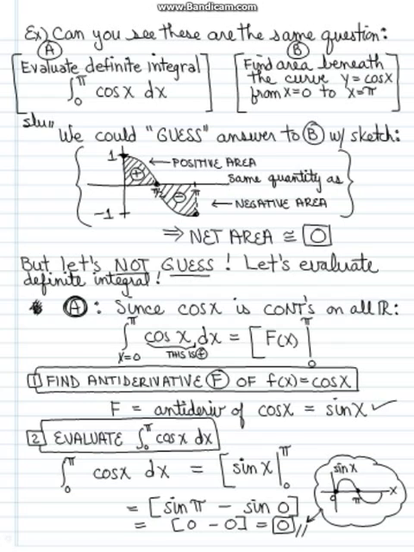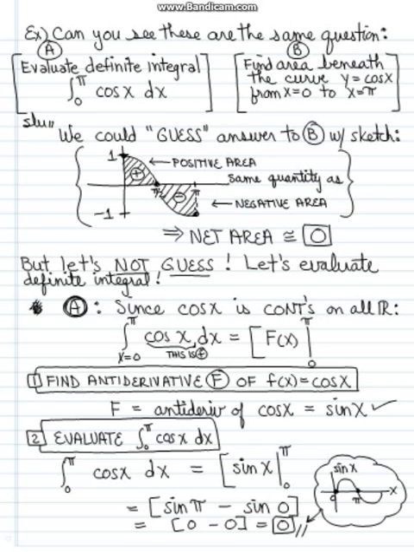We guessed on part B, because of the geometry, that the net area would be 0. And that's the same as evaluating the definite integral using the fundamental theorem and finding that the antiderivative of the integrand, or the function that's being integrated, evaluated at the upper limit minus the evaluation at the lower limit also gave us 0. So it verified what we were guessing in the first part. So that's awesome.